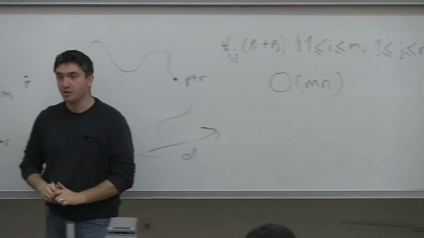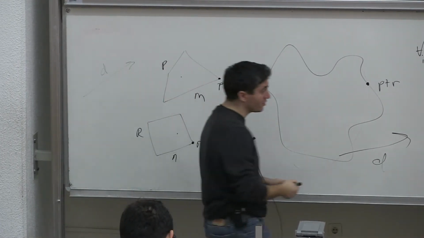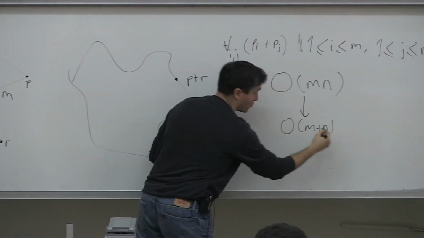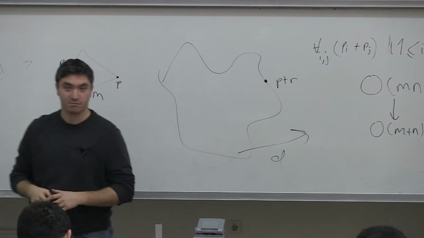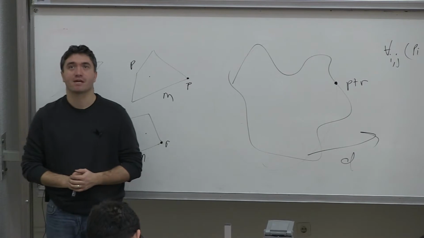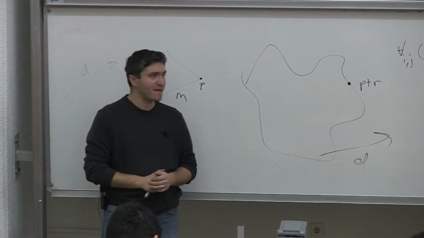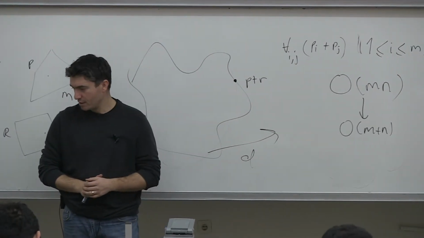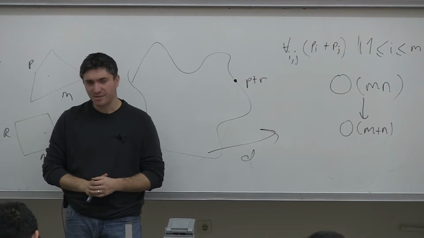Now I'm going to write the pseudocode of an algorithm which reduces this to O(m plus n), from quadratic complexity to linear complexity. The book does not mention this, but it looks very much like the Graham scan algorithm.